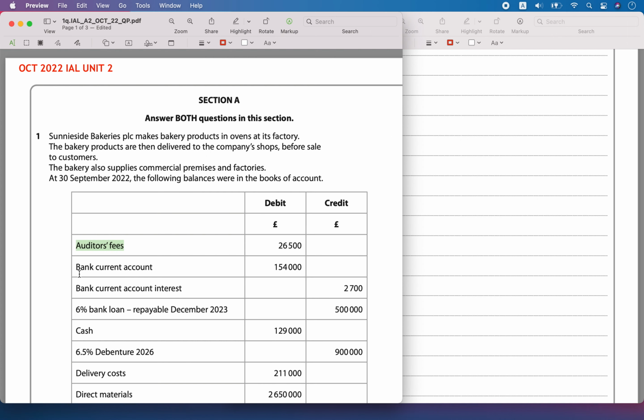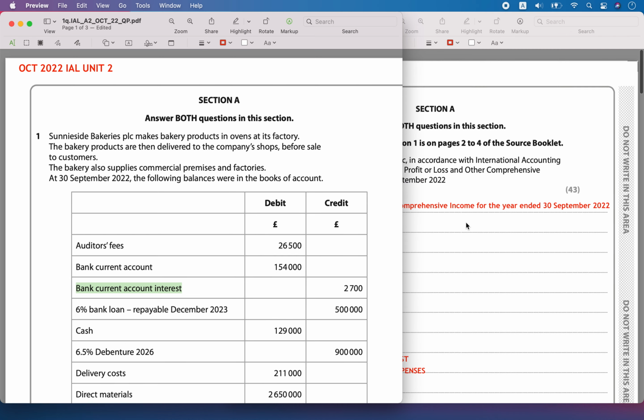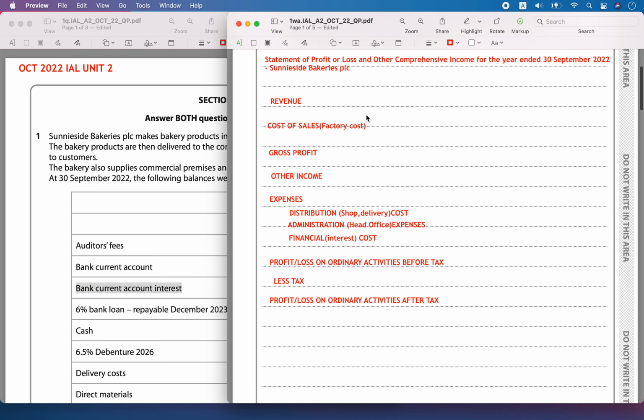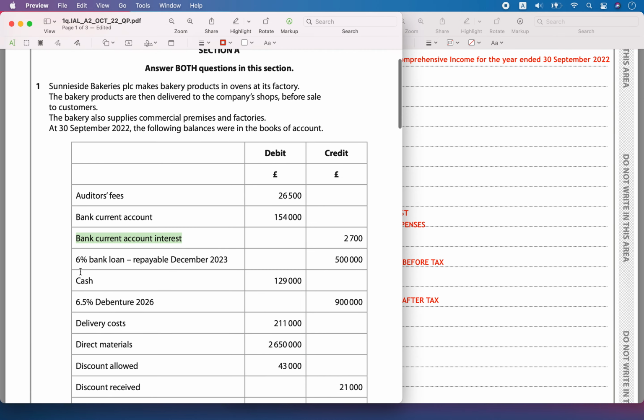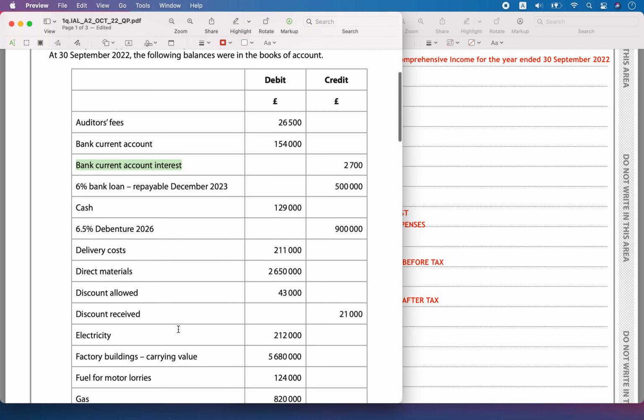Then you have bank current account and the bank interest. Bank current account interest is going to be other income. This is expenses column, this is the income column. So bank current account interest can become the other income received, which is going to come here. Then 6% cash is not going to come, debenture is a liability.